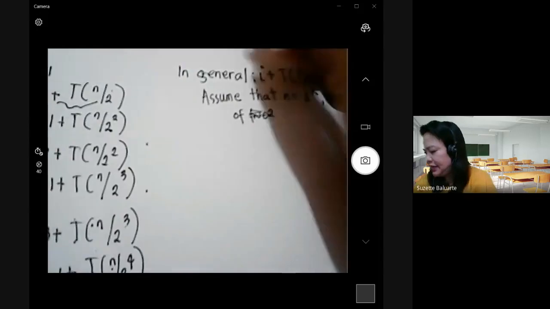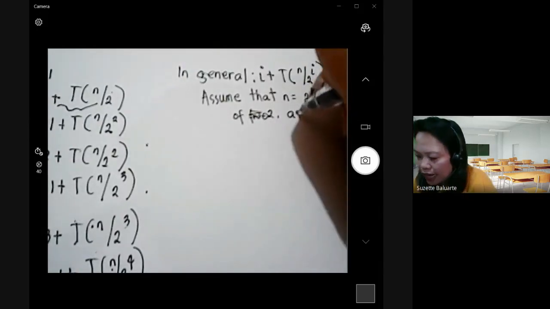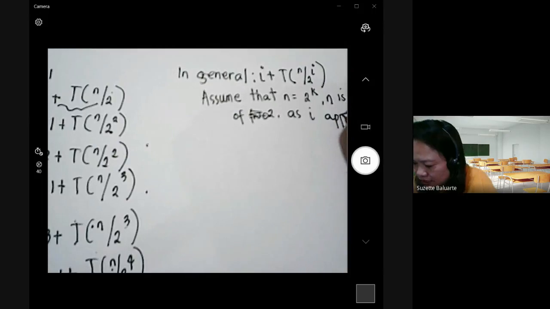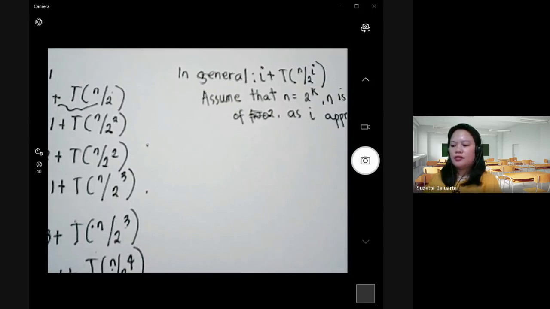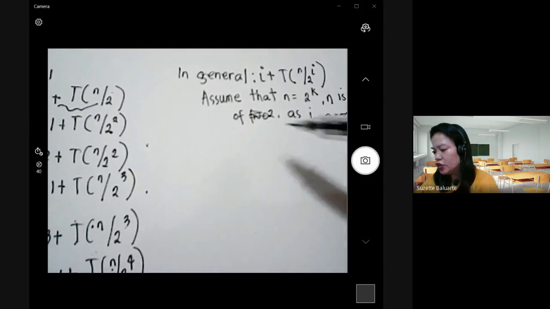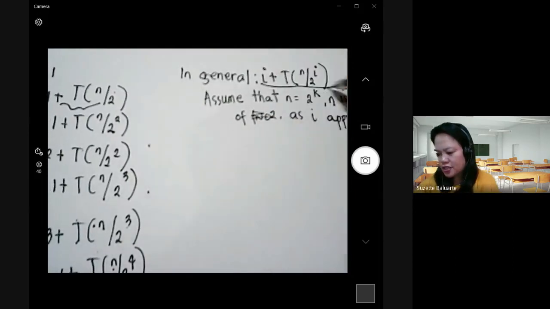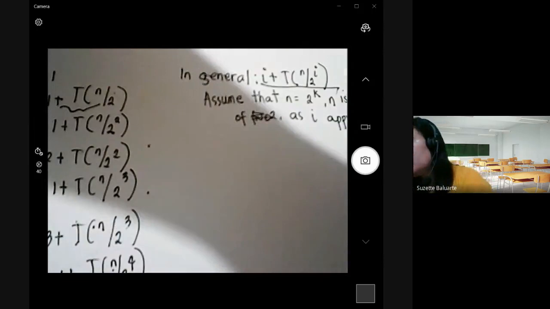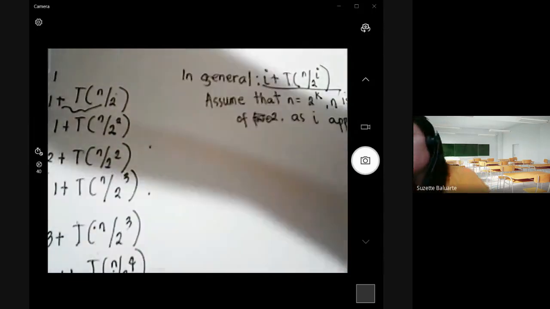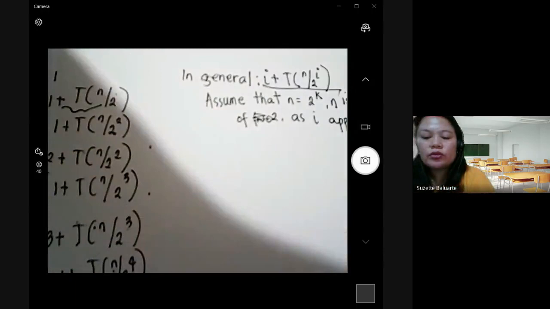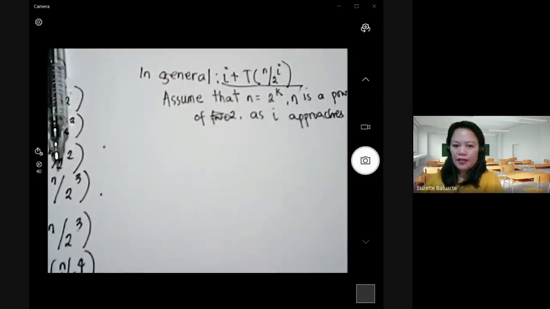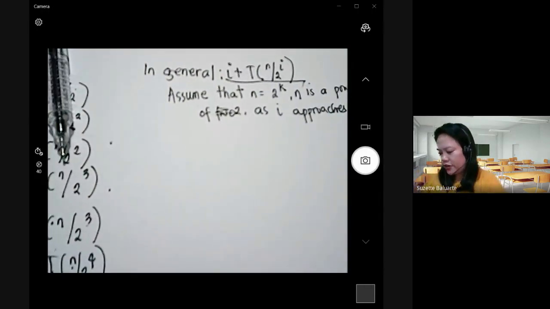Okay? And then you will say as I approaches k. So, assume that n is equals 2 to the k, n is a power of 2, as I approaches k. So, saan naman ni nato ron pag-replace ani based on this? Blue. Kaya pa? Sige, atong i-replace na siya.